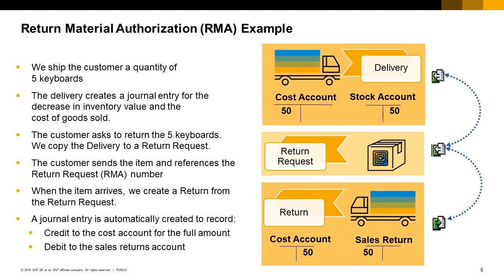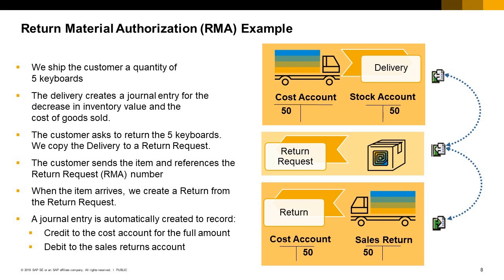Here is an example of a return material authorization that uses a return request and a return. We shipped the customer a quantity of 5 keyboards. Because we were using perpetual inventory, the delivery created a journal entry for a credit to the stock account for the decrease in inventory value and a debit to the cost account to record the cost of goods sold.